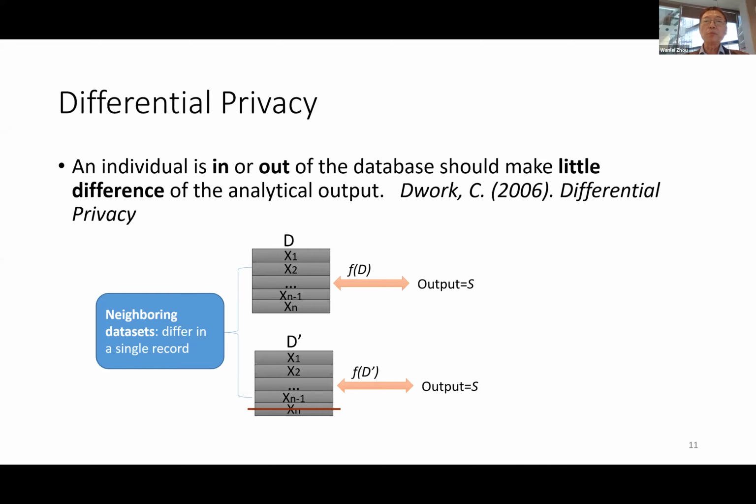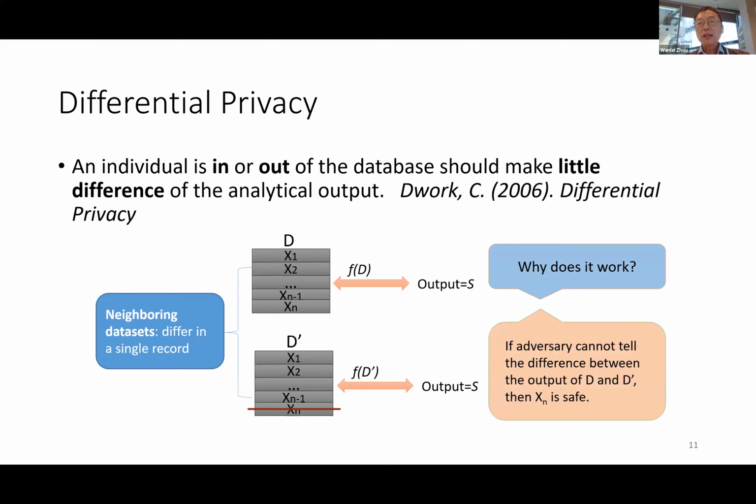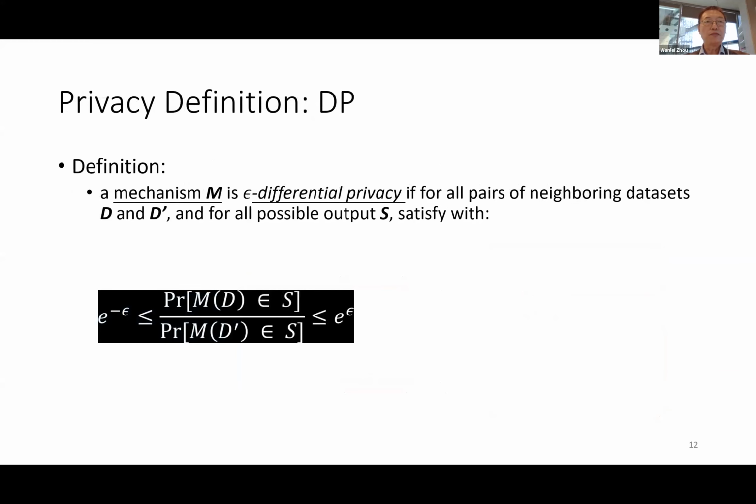Then by using machine learning methods, or whatever method you learn from the data sets, you access it, you query it, then you get an output. One is the output S, another is S prime. If the outputs of those two queries have little difference, then adversaries cannot tell whether I am accessing D or D prime. That means whether Xn is inside or outside of this data set, you cannot find it out. So there's no difference between those two data sets, and the Xn situation is safe. This is the principle of differential privacy, and we have been using it for many, many applications.